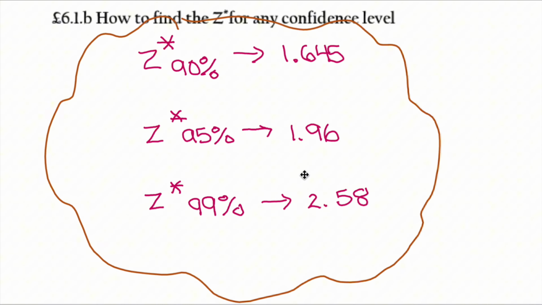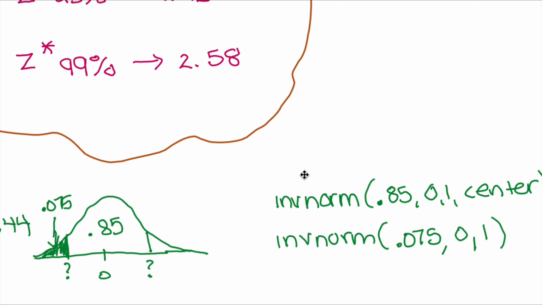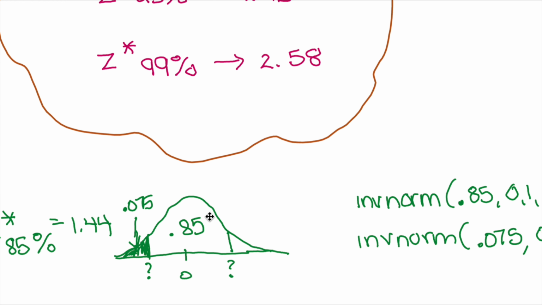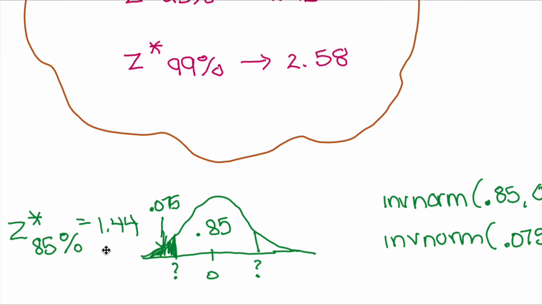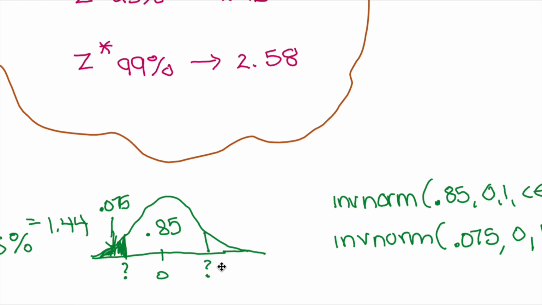But what if the question didn't give you those common ones? What if it just gives you a random percentage and asks you to find the z-star? Well, it's going to be pretty easy if you can do it on your calculator, which is type inverse norm on your calculator. For example, I give you the 85% z interval, and I want you to find those two values, the z-star.